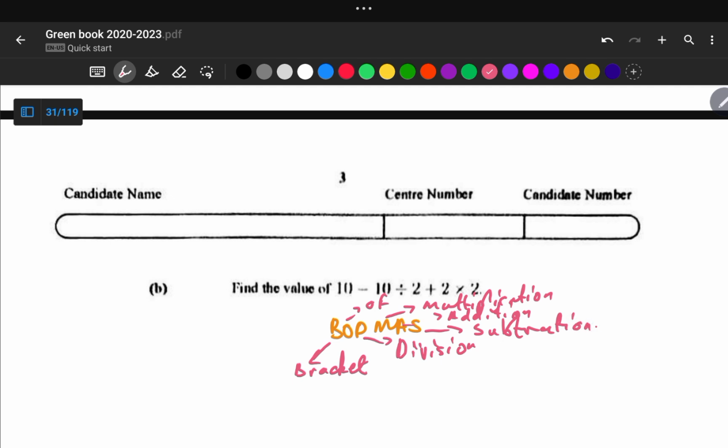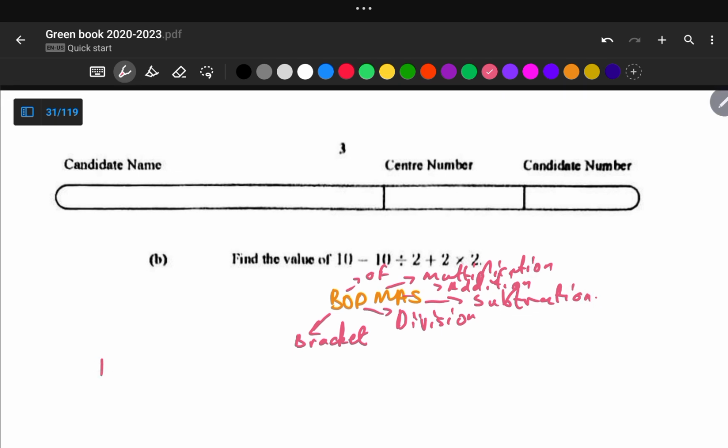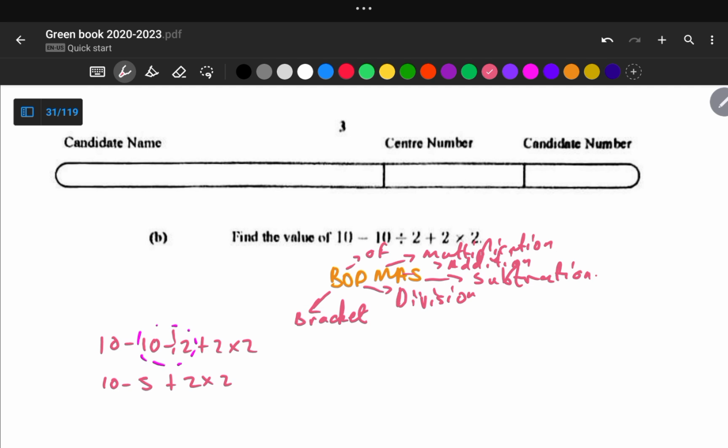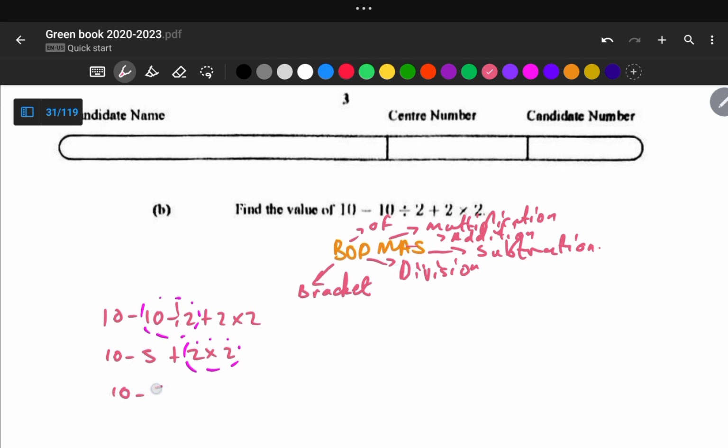So with this idea of BODMAS, we have 10 minus 10 divided by 2 plus 2 multiplied by 2. We start by simplifying where we have our division. So it is now 10 divided by 2, which is equal to 5. So it is 10 minus 5 plus 2 times 2. We then go to multiplication. So it is now 10 minus 5 plus 2 times 2, which gives us 4.